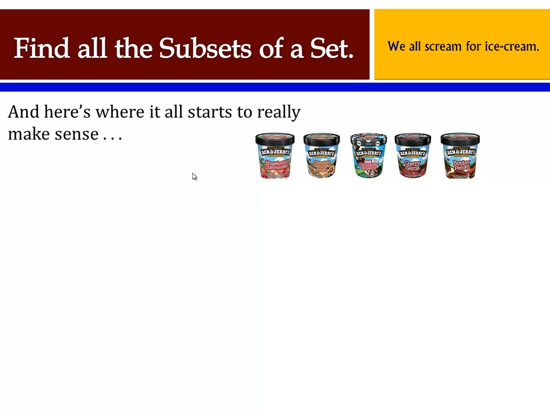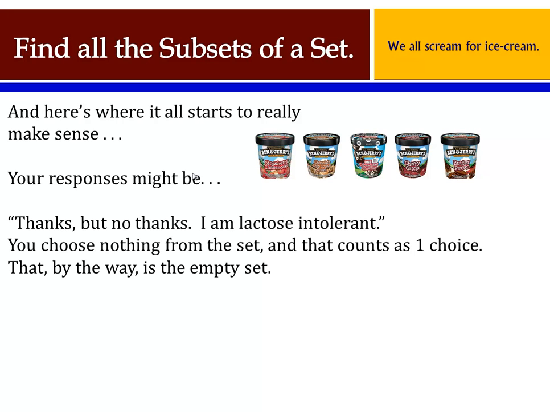And hopefully, here's where it will really start to make sense. One of your responses might be something like, "Thanks, but no thanks. I'm lactose intolerant." So in other words, you don't have any of the ice cream. That's an empty set, and that's one of your choices. If you were offered this ice cream and the ability to choose it any way you wanted to, as long as you didn't choose the same flavor twice, you could certainly say, "No thanks, I'm going to decline." And that would be the empty set, because we've not chosen any members of the set. It's an empty set.